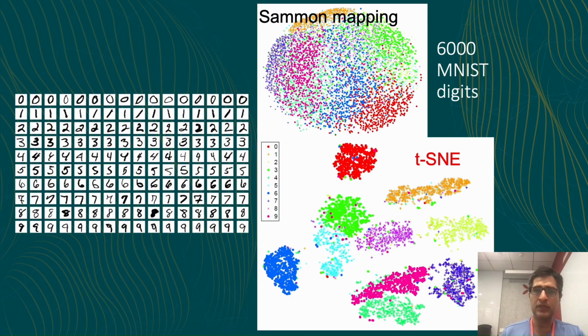But every other mapping technique that has existed has this problem that it is unable to segregate these handwritten characters very well. In the case of Sammon mapping, you would notice that these are quite overlapping, whereas what t-SNE does is that it is able to segregate these out quite well, with each of these colors denoting the corresponding character being written.